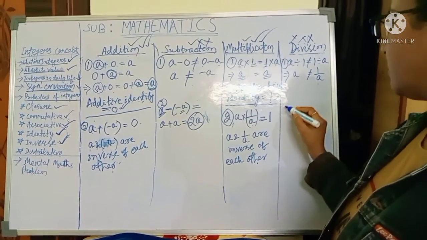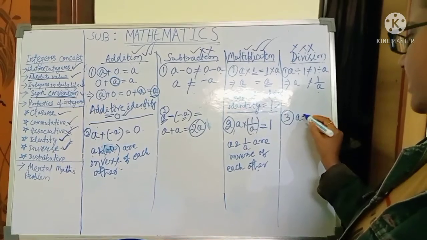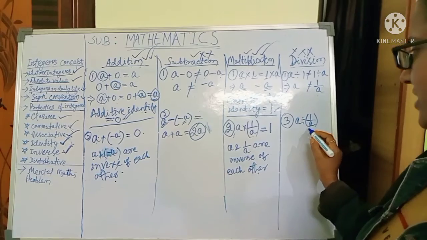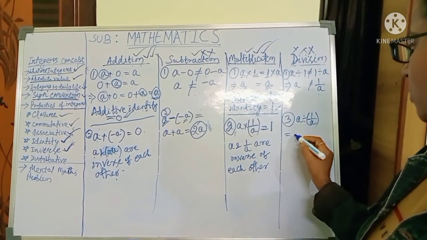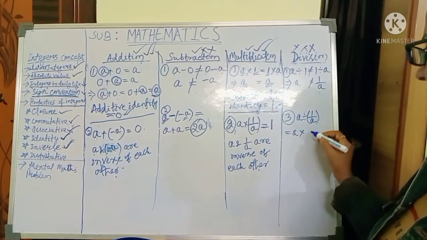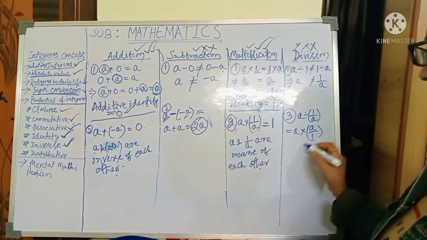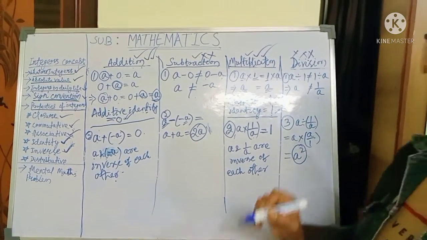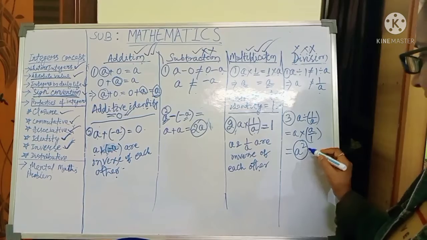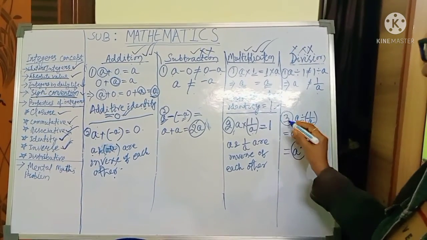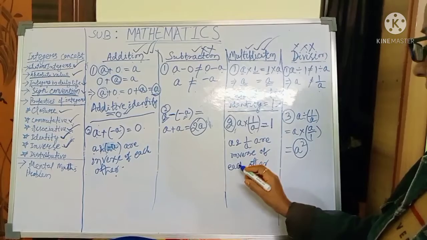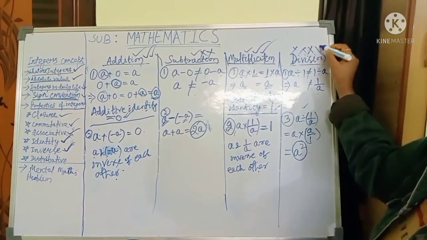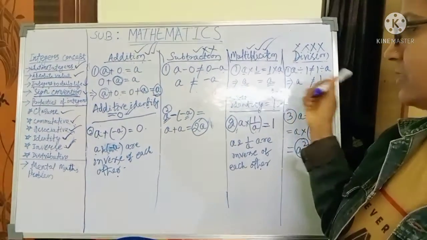For division, we will check a divided by 1 by a, whether they are inverses of each other. If a is divided by 1 by a, what do we get? A into a by 1, which is nothing but a square. So we are not getting 1 in the result. If we are not getting 1 in the result, the inverse cannot be applied for division.